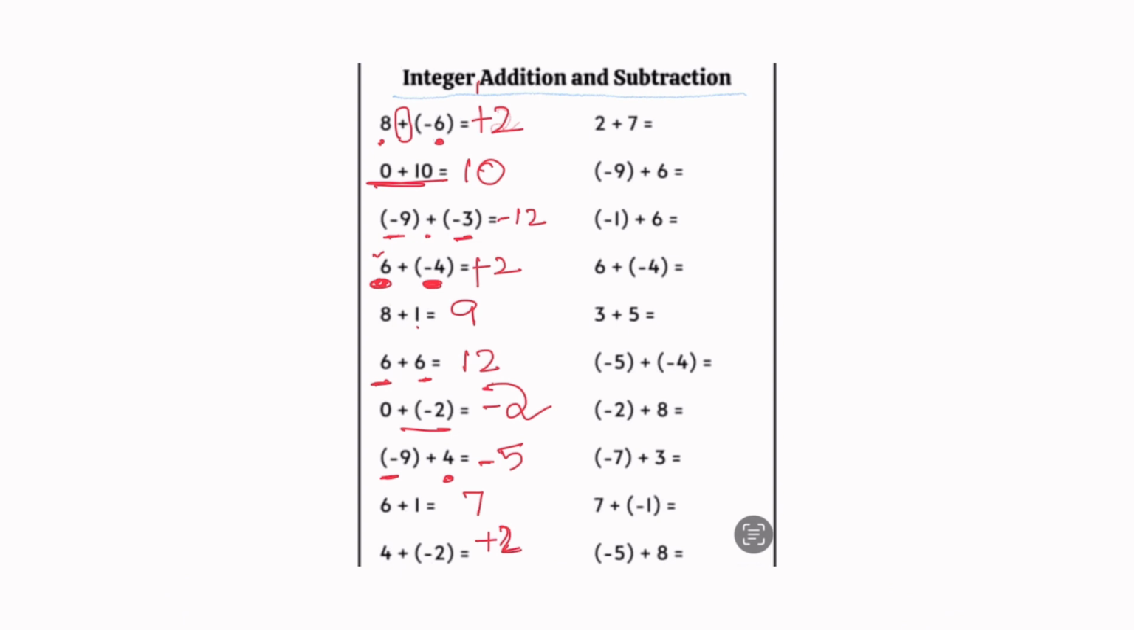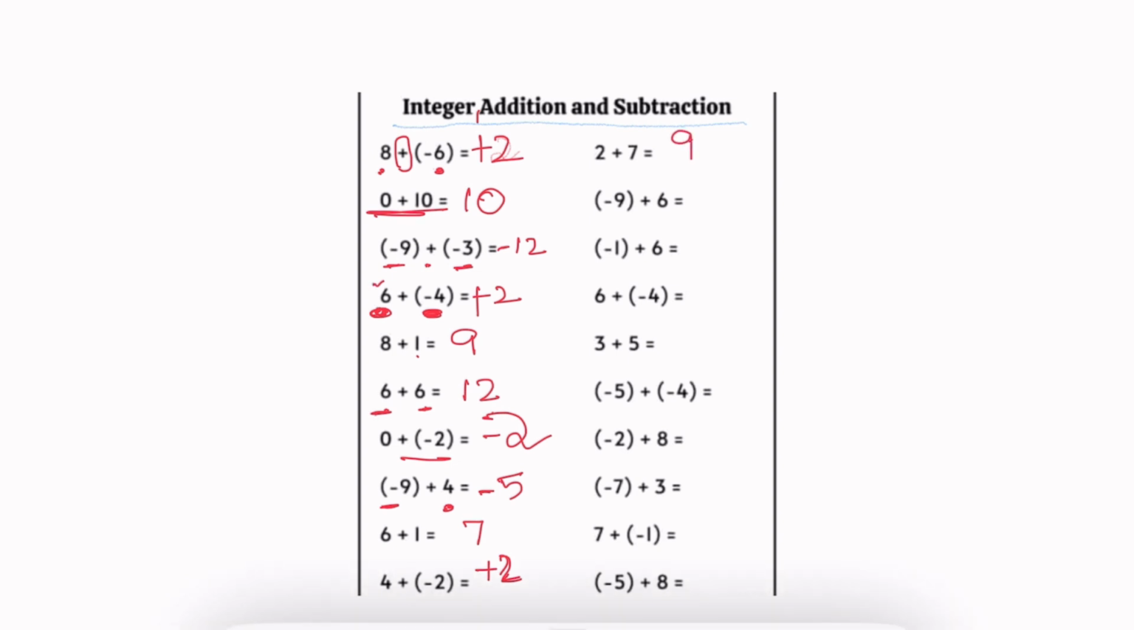Then 7 plus 2. Both the numbers are positive. I add the numbers and give a positive sign. Minus 9 plus 6. One positive number, one negative number. I do the subtraction, give the greater number's sign. Greater number is 9 and the sign it has is minus. So negative 3.